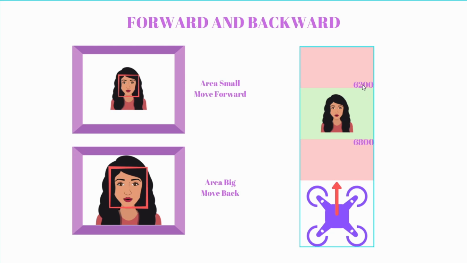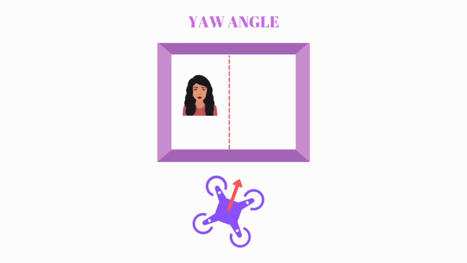So let's say the area over here is 6,200 and the area over here is 6,800. So these are the values that I found after some testing. So we will be using these values to actually put in our drone. So this is the area. If you take the number of pixels, so the width multiplied by the height, you will get this value. So these are in pixels. Again, you can change these values later on according to your needs. If you're doing a full body, the area will be different than if you're doing a face or you're doing another object. So that being said, let's have a look at the yaw angle.